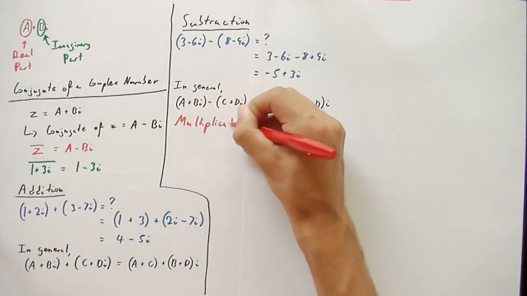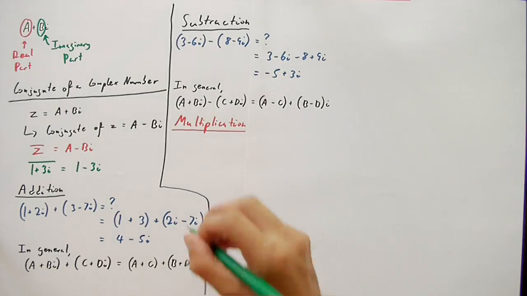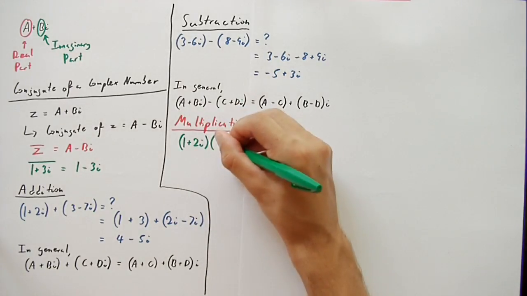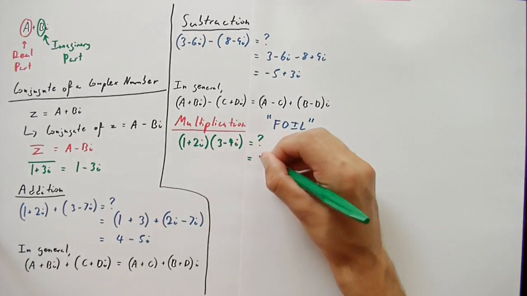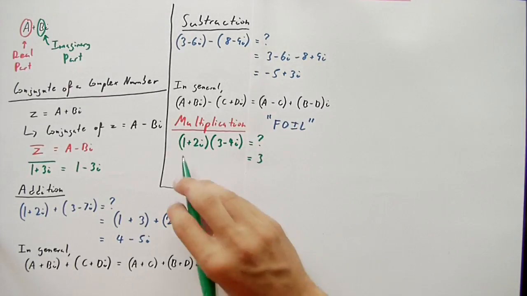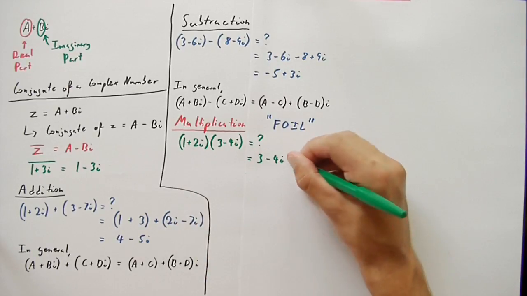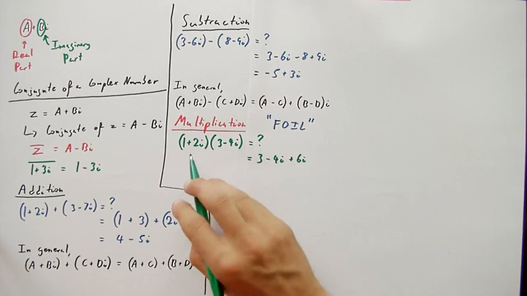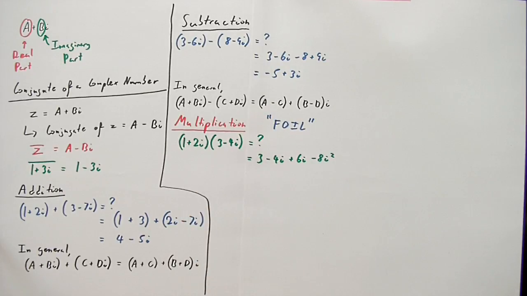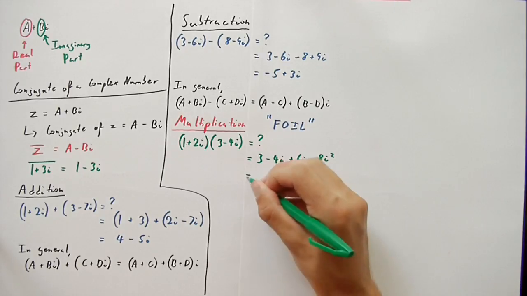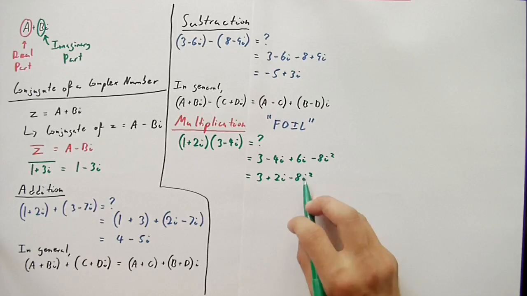To multiply two complex numbers together, we expand and collect. So for example, let's multiply 1 plus 2i and 3 minus 4i. Using the FOIL method, we'll get 1 times 3, which is 3, plus 1 times negative 4i, which is negative 4i, plus 2i times 3, which is 6i, and lastly 2i times negative 4i, which is negative 8i squared. Now we can tidy this up a bit to get 3 plus 2i minus 8i squared, but now we've got an i squared term to deal with.